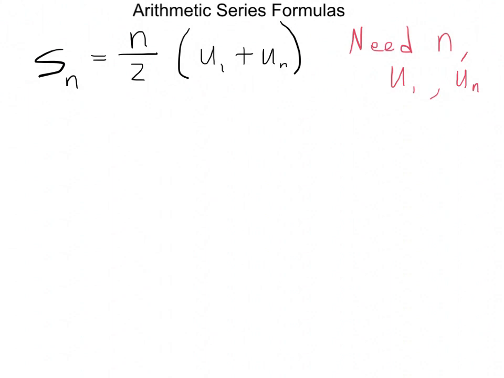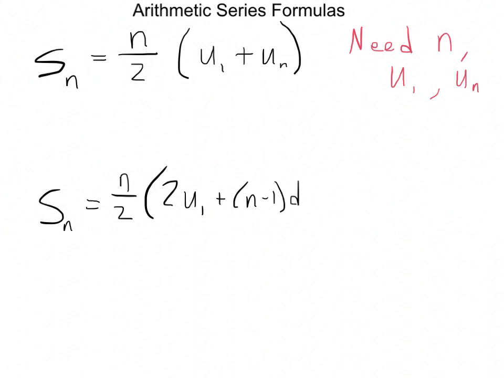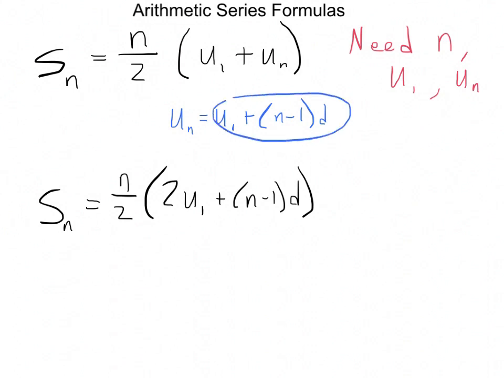Okay? The other formula says that the sum of the first n terms is n over 2 times 2u1 plus n minus 1 times the common difference. And to be honest, this really isn't that surprising, because you may remember the formula for the nth term of an arithmetic sequence was u1 plus n minus 1 times d. And so the idea is simply, if you take this and plug it in here, you'll end up getting this formula. So really they're the same formula, it's just a question of how they're organized.